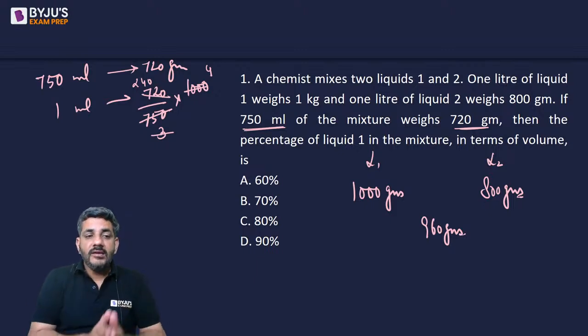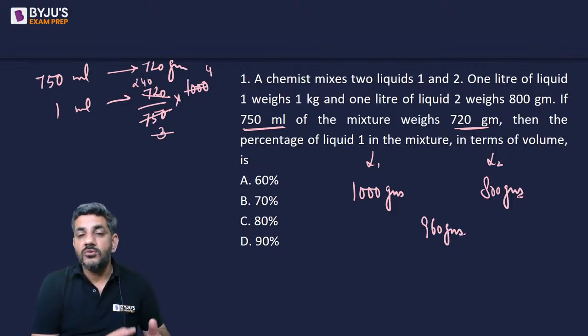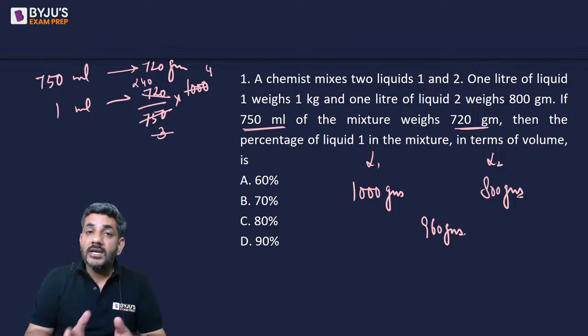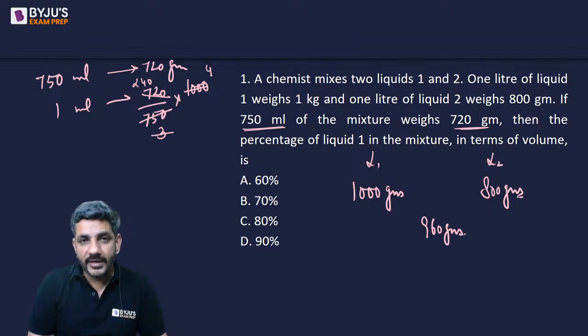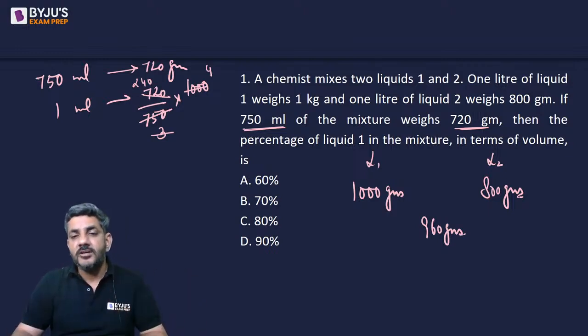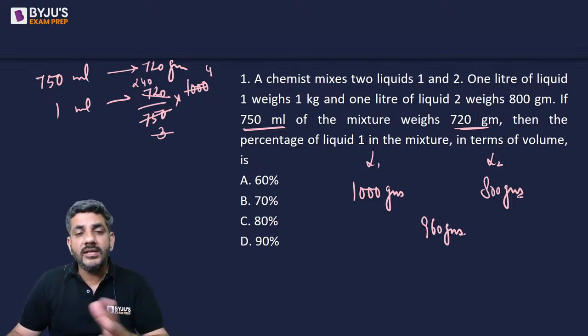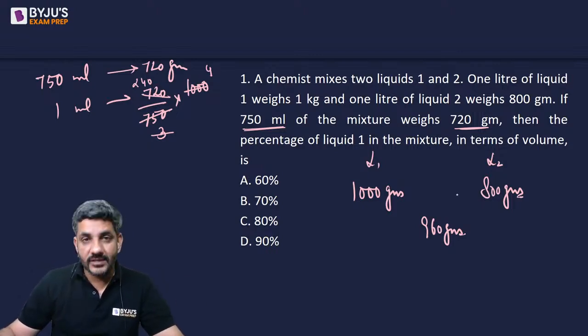I'm trying to say that 1 liter of liquid 1 is equal to 1000 grams, 1 liter of liquid 2 is equal to 800 grams. So 1 liter of the mixture is equal to how many grams? If 750 ml is 720 grams, then 1 ml is 720 by 750 and 1000 ml or 1 liter is 960. Now I can use alligation here.